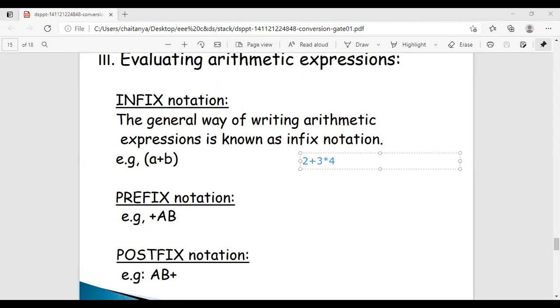You can see the example given, that is a plus b. My example is 2 plus 3 star 4. The notation in general which we use in writing programs is infix notation, that is, the operator is in the middle of the two operands. Prefix notation means the operator is on the left side and the first and second operands are on the right side. Postfix notation, a b plus, means operands are on the left side and the operator is on the right side.